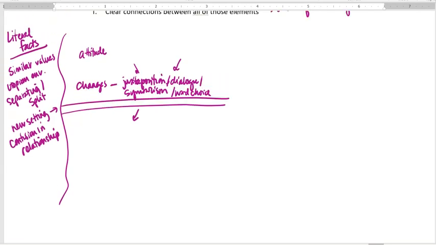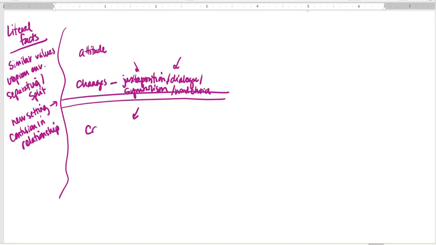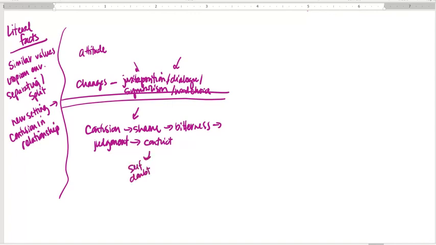It kind of moves from confusion to shame to bitterness to judgment to this kind of internal conflict that I'm thinking maybe has something to do with self-doubt. And then that leads the narrator to a desire to test and dominate Zenobia.